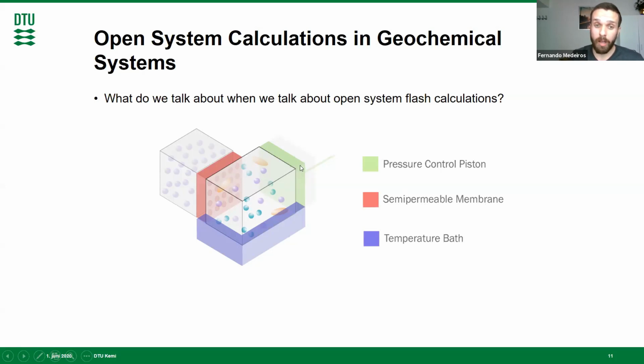This box has a control of pressure through this piston, and also a temperature bath. So basically, temperature and pressure are being controlled by changes in the energy and the volume of the system. But there's also a semi-permeable membrane, and this purple molecule here can go in and out of this membrane. So that's why the system is called open, because it can exchange matter with the outside.